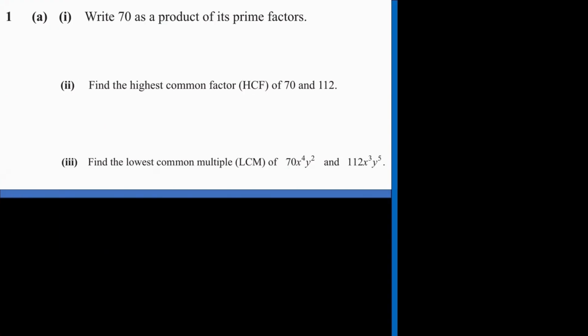Number 1 has 3 parts: i, ii and iii. So we are going to question number 1(a)(i). We are required to write 70 as a product of its prime factors. How do we do that?